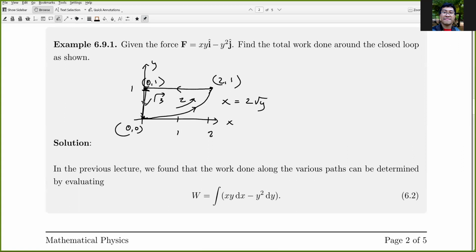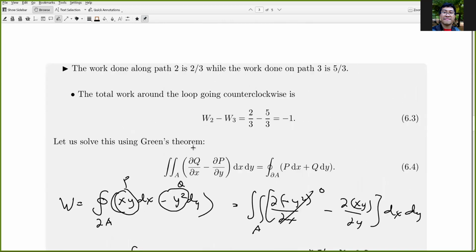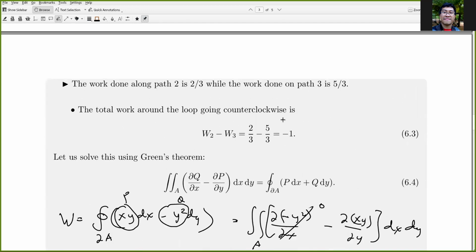Okay, so if we use a horizontal strip here, the boundary from the left and right are given by x equals 0 and x equals 2 square root of y. And we got the same answer if we use the results from the previous lecture.